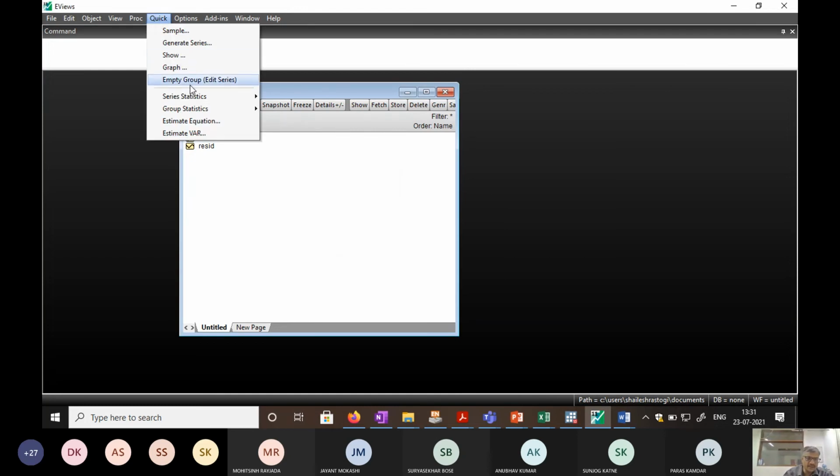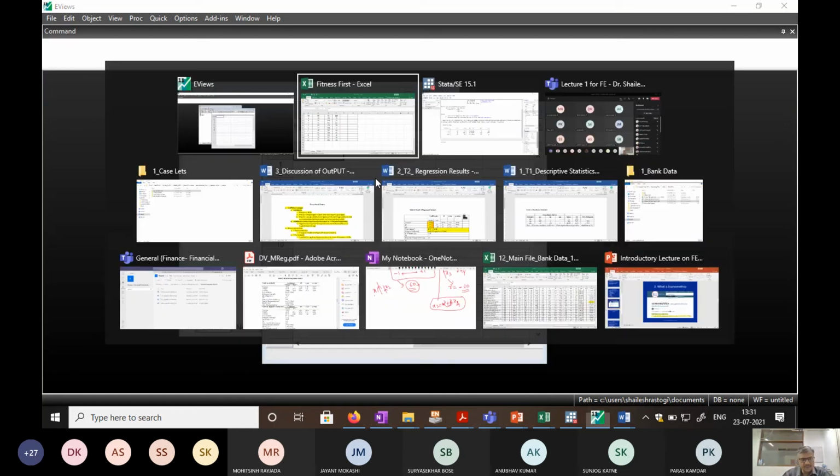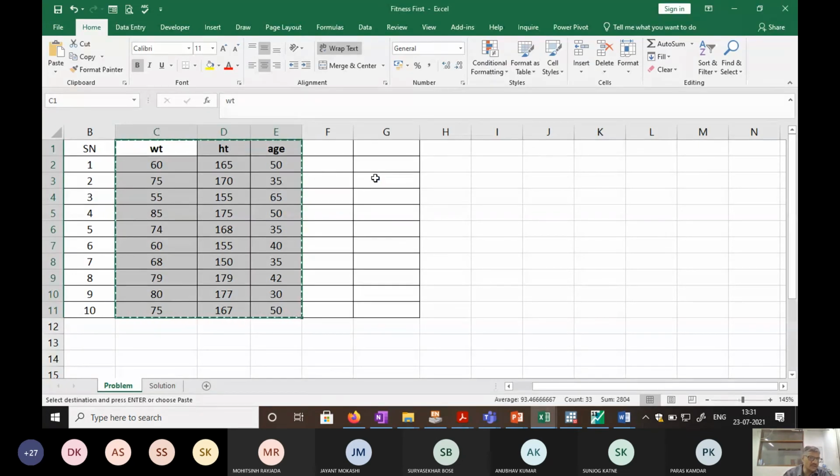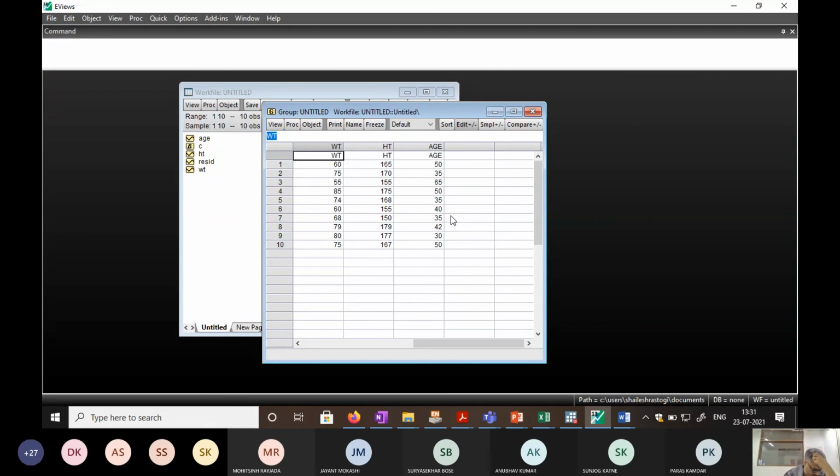Go to Quick, Empty Group. This is clear. Click it, take it 1 step ahead. Go to Excel, Control C, whatever you want, all variable names as well as data. Come back, put the cursor here and Control V. When I take it one step up, it says alpha 01 and you can't edit that.